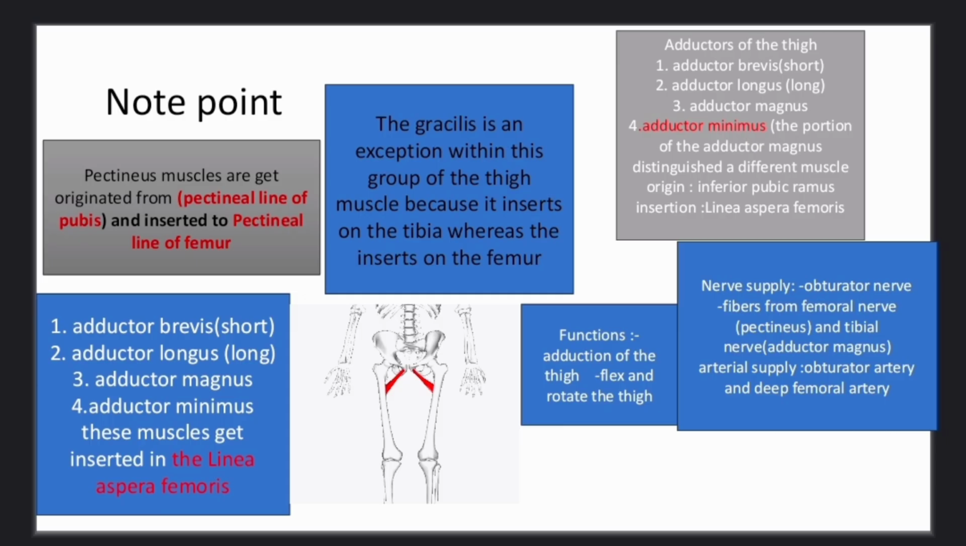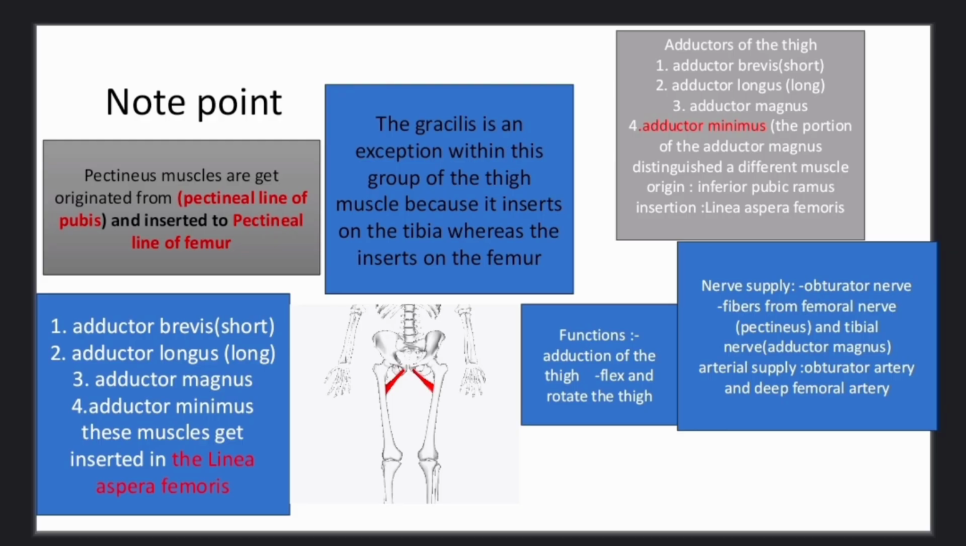And a very important point is adductor muscles. They insert into the linea aspera of the femur, which includes adductor brevis, adductor longus, adductor magnus and adductor minimus. So whenever you think of the adductor muscles, remember adductors love the linea aspera. Remember this line, adductors love the linea aspera. This will help you recall the insertion quickly during the examination. So all these muscles get inserted to the linea aspera of the femur.